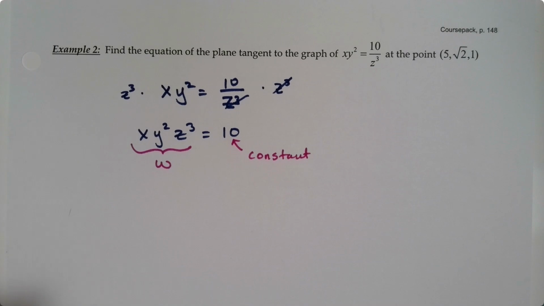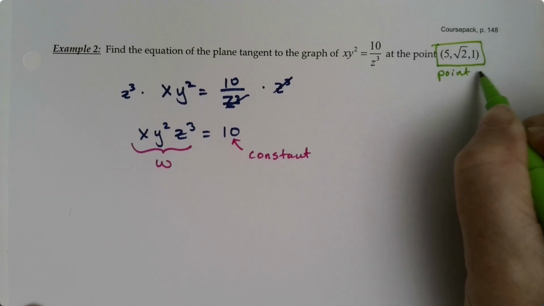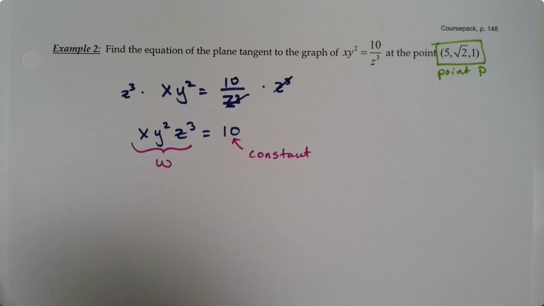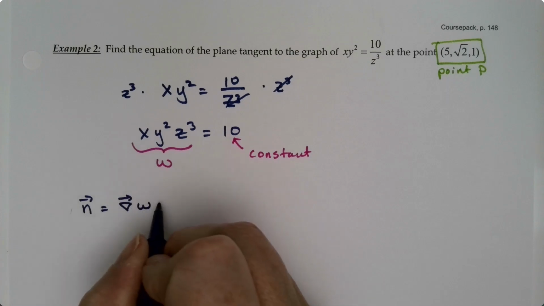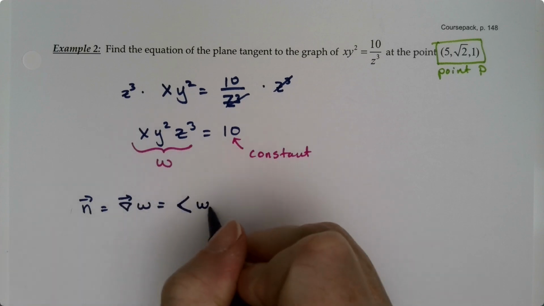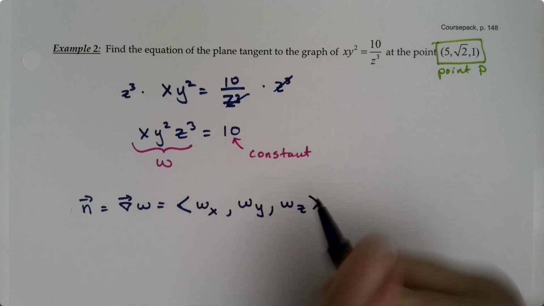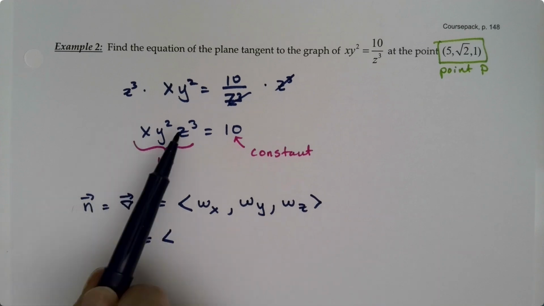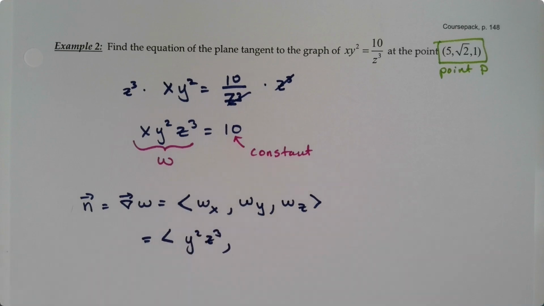All right, and I already have my point P. You'll notice point P was given, and this time I don't even have to substitute to know my z value. It was given in the problem. So even easier. So let's find the normal vector. That would be the gradient of w. So we take the derivative with respect to x. Actually, let me write it this way: wx, wy, wz. If x is the only variable and these other things are constant, then y squared z cubed would be the derivative.